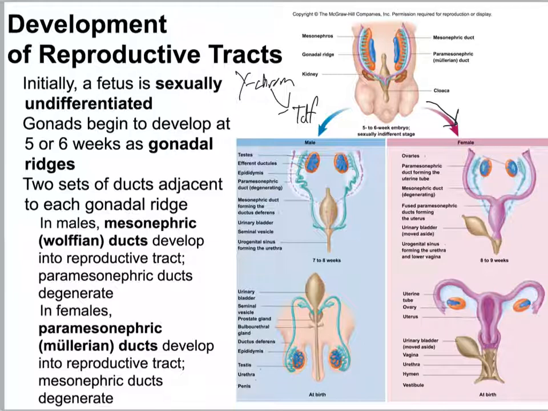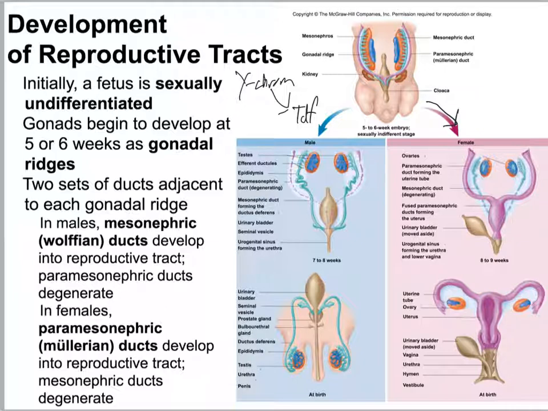If testes determining factor does not get made, then the gonadal ridge will develop as ovaries. In this case, the mesonephric duct, that's this inner one, degrades, and the Mullerian duct stays around. Back here, under male development, the Mullerian duct degraded. Testes determining factor causes the Mullerian duct to degrade.